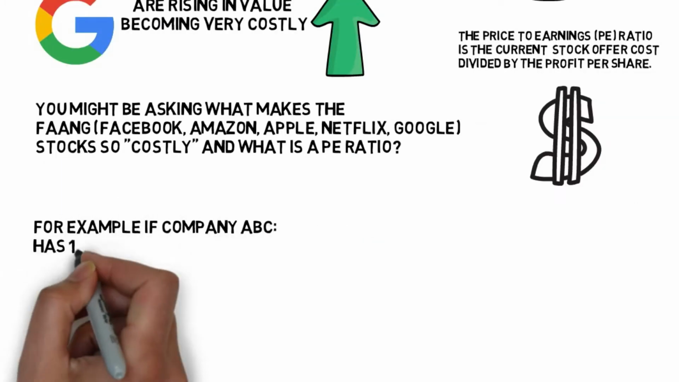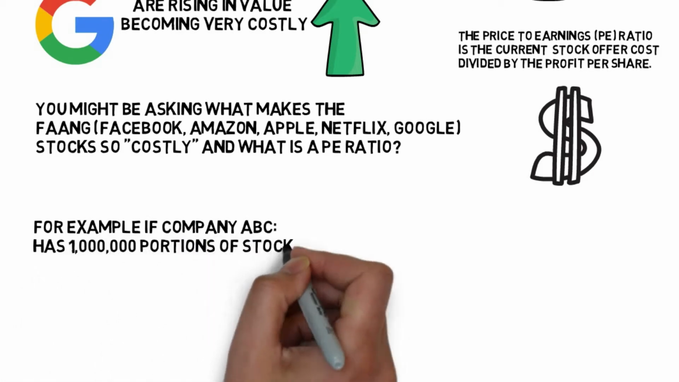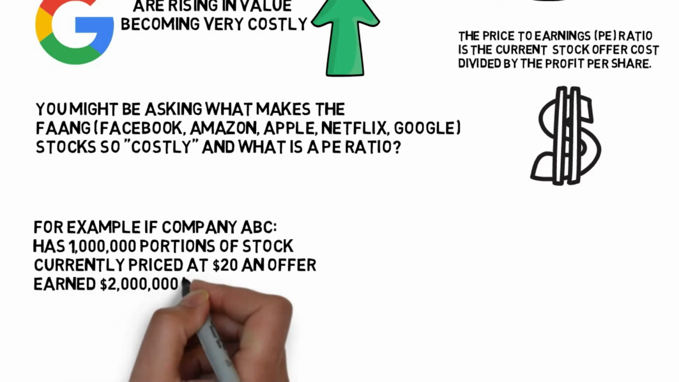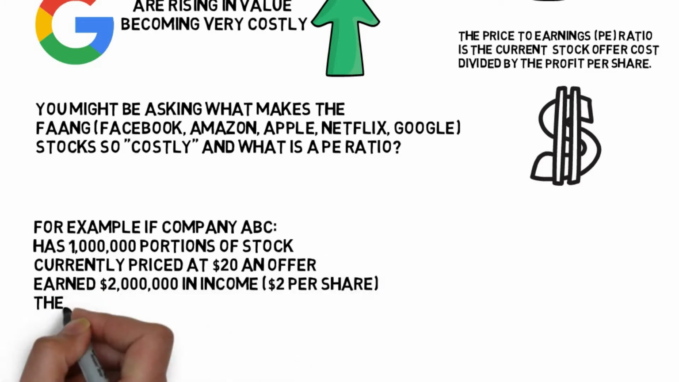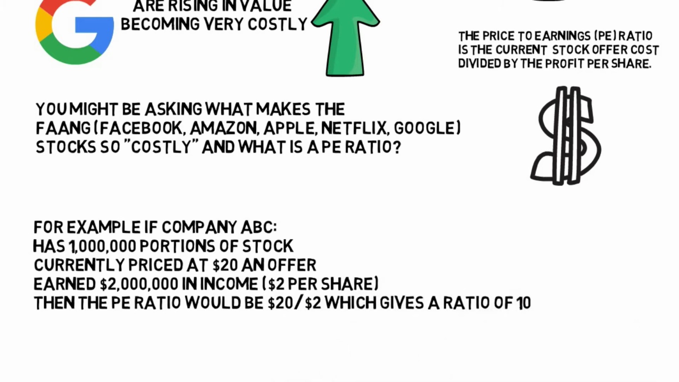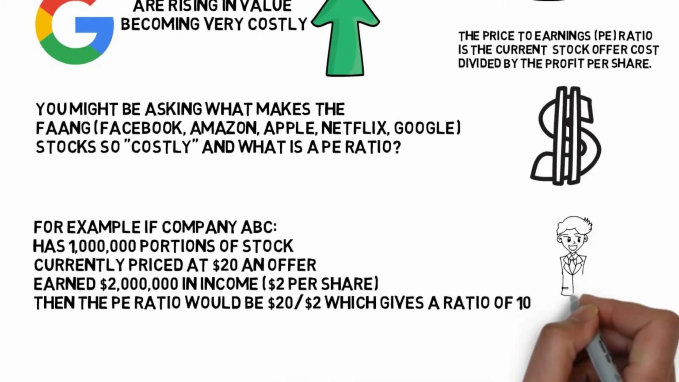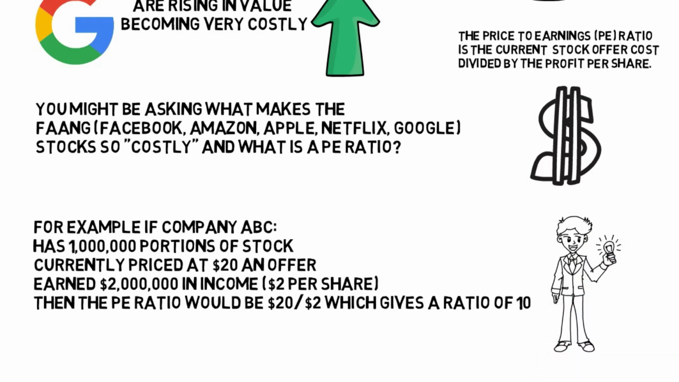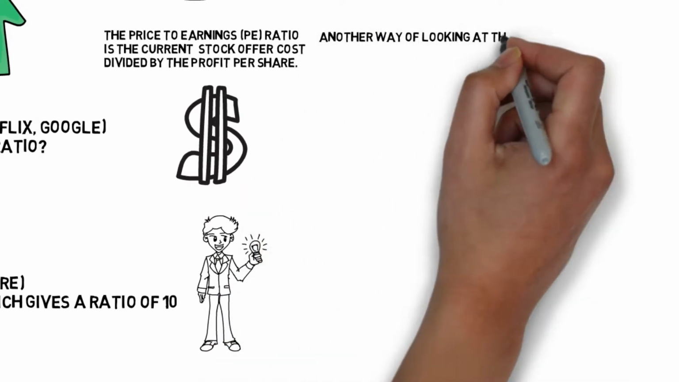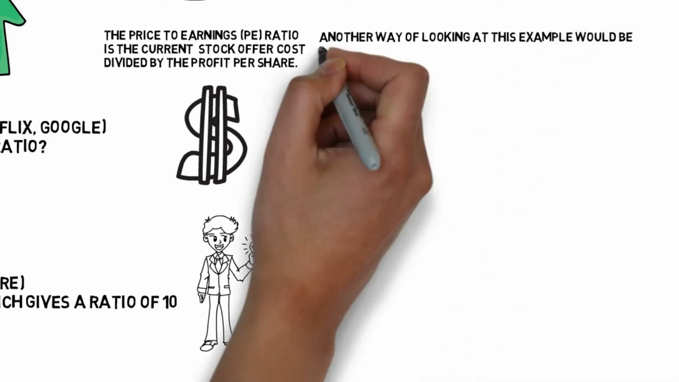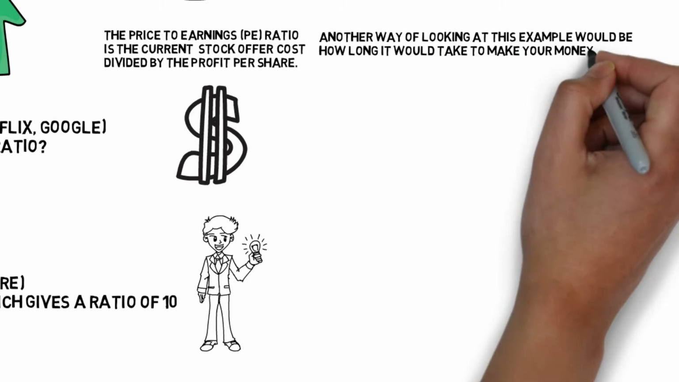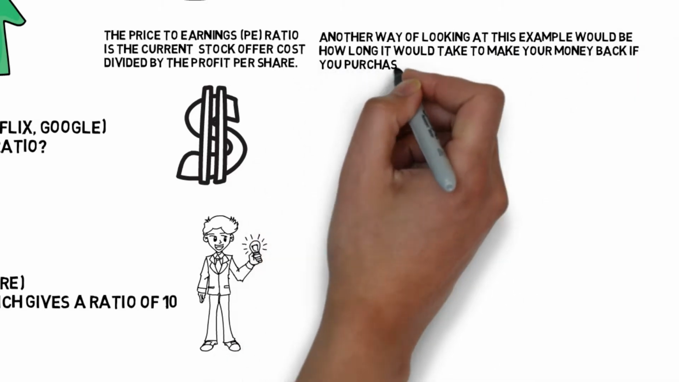For example, if company ABC has 1 million portions of stock currently priced at $20 and earns $2 million in income, or $2 per share, then the PE ratio would be $20 divided by $2, which gives a ratio of 10. Another way of looking at this example would be, how long would it take to make your money back if you purchase all the portions, $20 million?